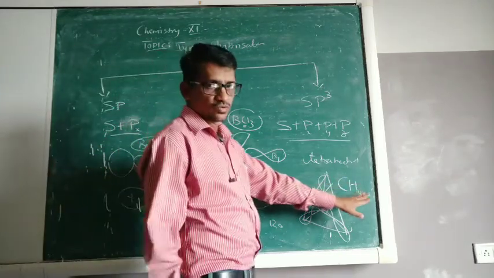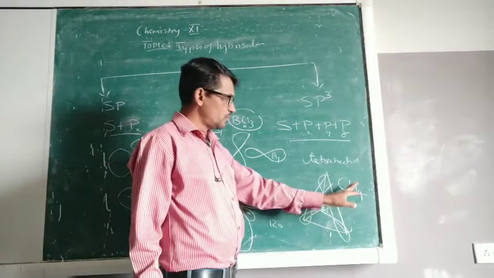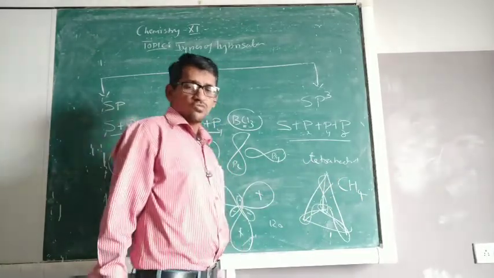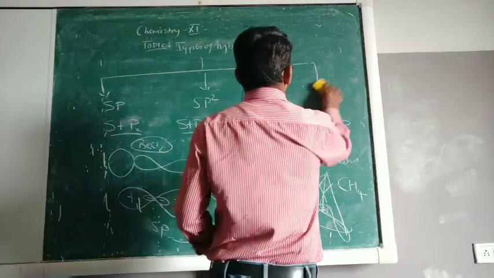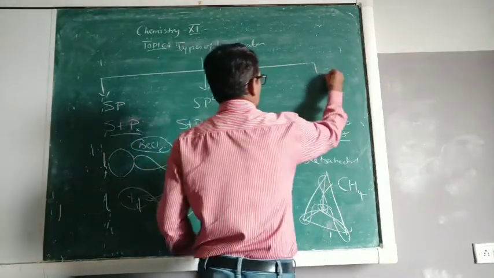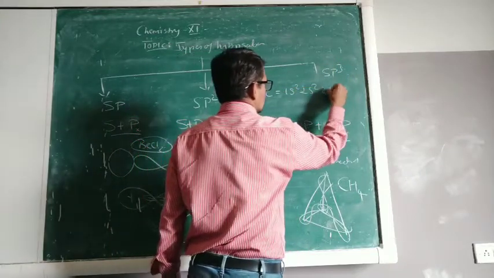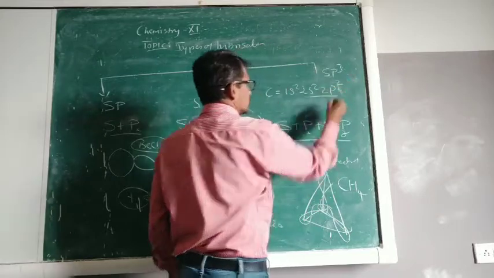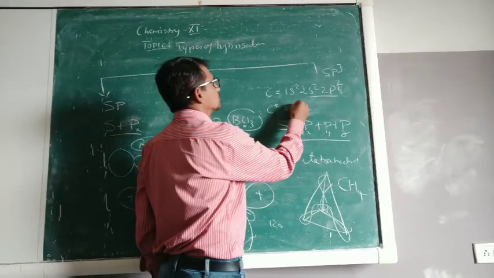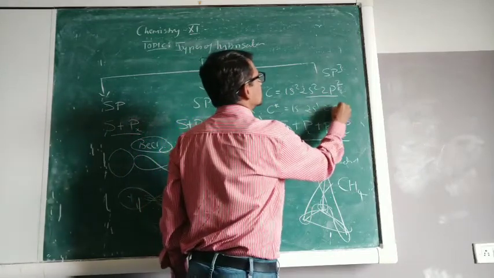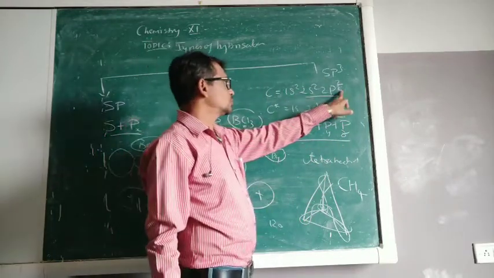Similarly, the 4 hydrogen electrons go into the hybrid orbitals of carbon and form sp3 hybridization. Here you can see carbon with the configuration 1s2, 2s2 and 2p2, so 4 electrons are there. Carbon star, meaning when it becomes hybrid, is 2s1, 2p3. So here you can see 1 electron from the s orbital jumps to the p orbital.